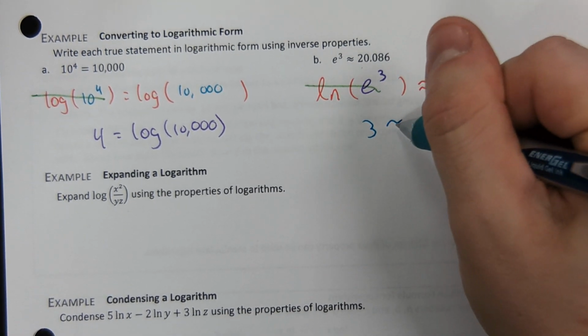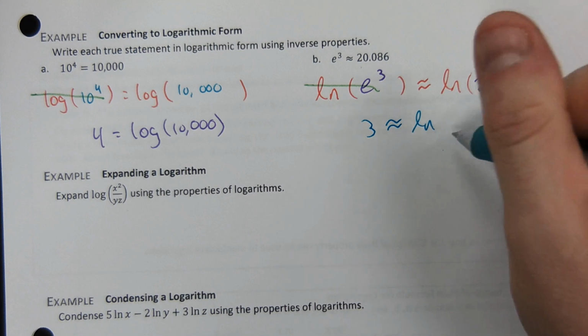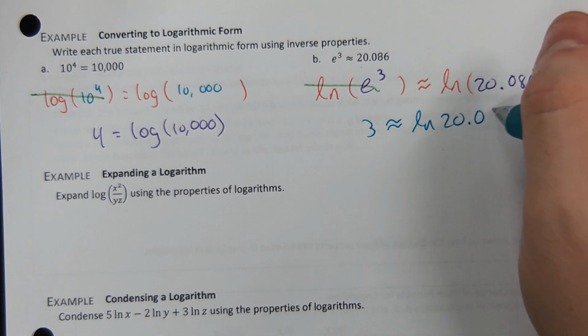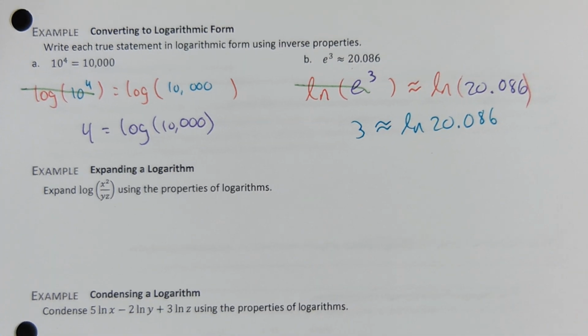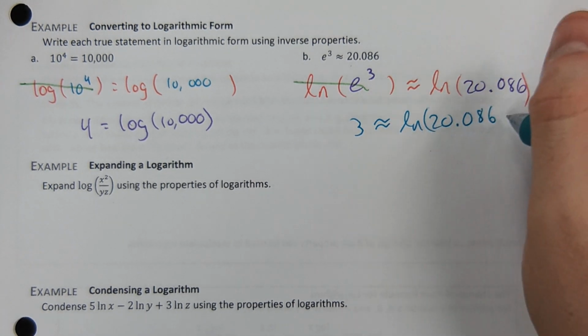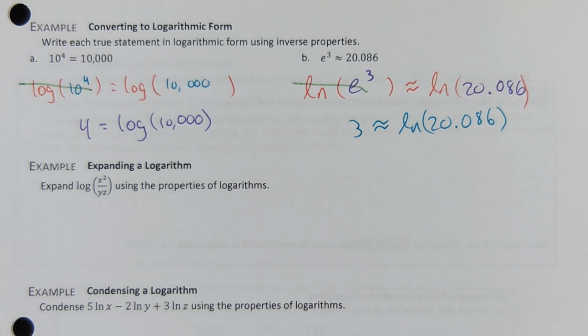So 3 is approximately the natural log of 20.086. Again, parentheses not necessary. You can write them if you want to. It really doesn't matter if they're there or not. Yes, sir. The symbol means approximately, right? Yeah, it means I rounded it. If you don't use it on a test or anything, I don't really care. I just wanted to be really picky with myself.